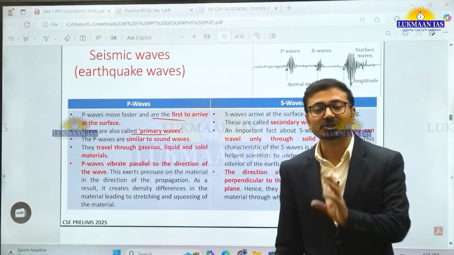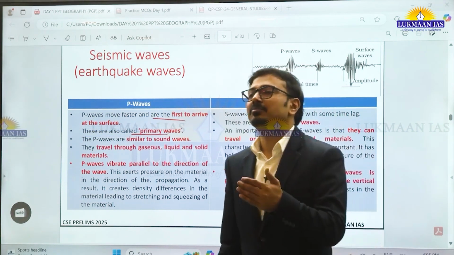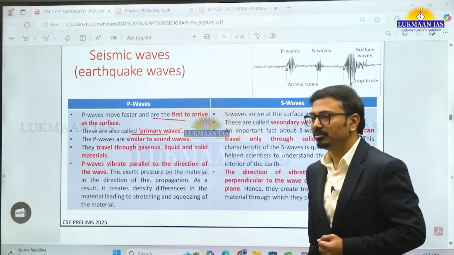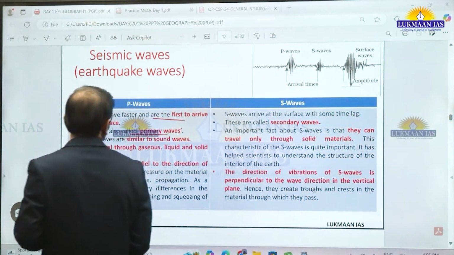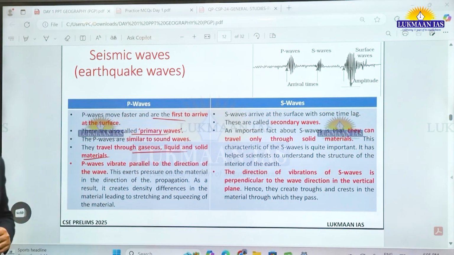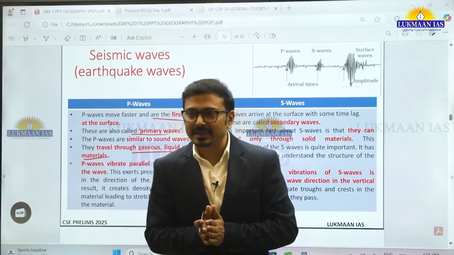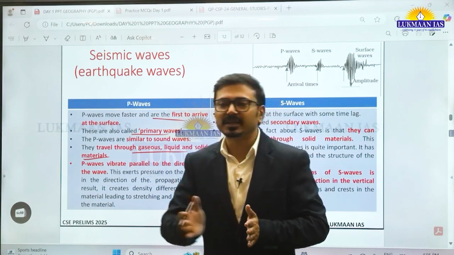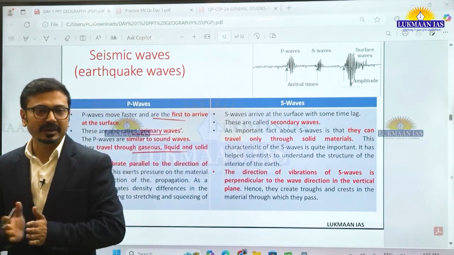When we say longitudinal waves or sound waves, of course they can pass through all three mediums: gaseous, liquid and solid. So from that we understand primary waves or P waves can pass through gaseous, liquid and solid media. Now second, the sound waves or longitudinal waves are basically vibratory waves. So they will form compression and rarefaction like this when they move inside the medium.